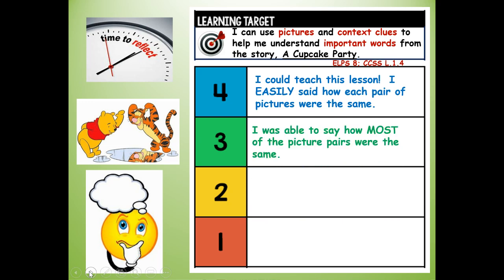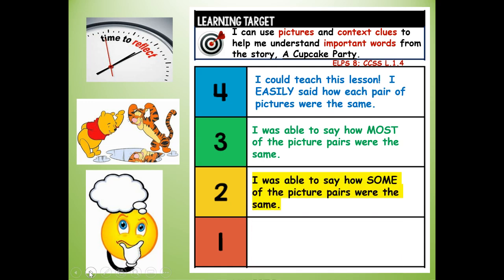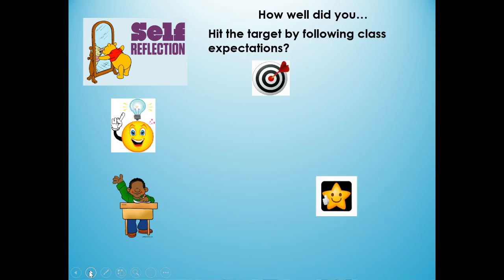3, I was able to say how most of the picture pairs were the same. 2, I was able to say how some of the picture pairs were the same. Or 1, I was not able to say how any of the picture pairs were the same. So write your reflection grade at the top of your paper. Would you give yourself a 4, a 3, a 2, or a 1? So now I'm going to skip over this.